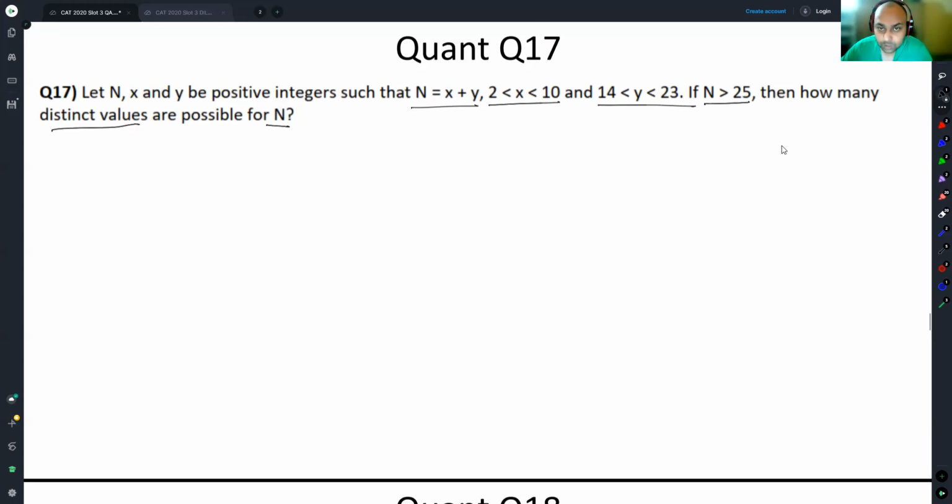Okay. The minimum value that x can take is 3. The maximum value that x can take is 9. The minimum value that y can take is 15. The maximum value that y can take is 22. So the maximum value n can take is 31.